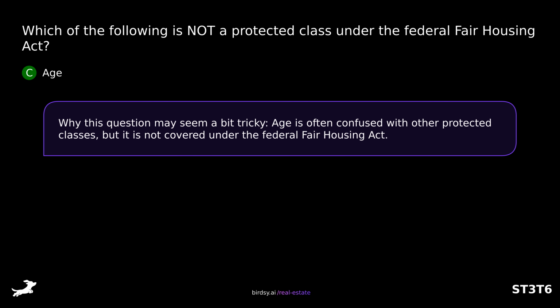Is it A. Race? B. Disability? C. Age? Or D. Familial status? The answer is C. Age. Why this question may seem a bit tricky, age is often confused with other protected classes, but it is not covered under the Federal Fair Housing Act.